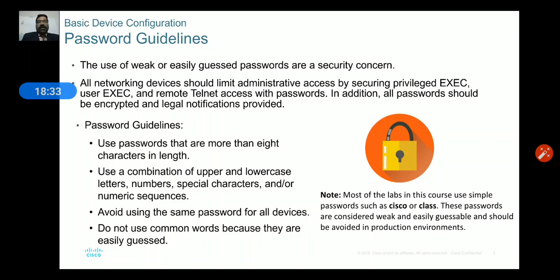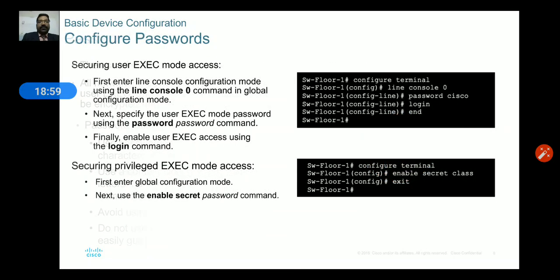If you see our lab activities, in all our lab activities we are using the passwords Cisco and class. Actually these are weak passwords. In real time we should avoid these passwords, Cisco and class. We should not use them. This is only to save time and to make the activity easy. They have assigned these passwords. In real time we should not use this.